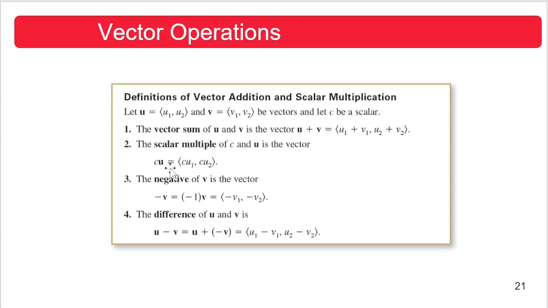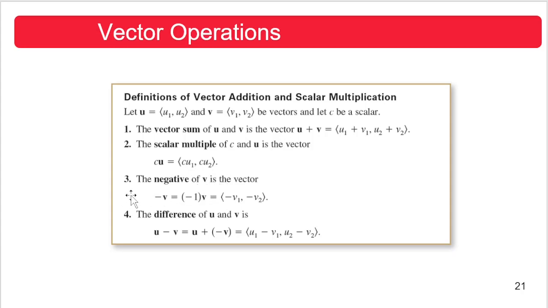Okay, the second operation is called scalar multiplication. The scalar multiple of constant C with vector U is obtained by multiplying this vector U by the constant C. This scalar multiple is obtained by multiplying each component of vector U by the constant C to get C U sub 1 as the first component, comma, and then C U sub 2 as the second component.